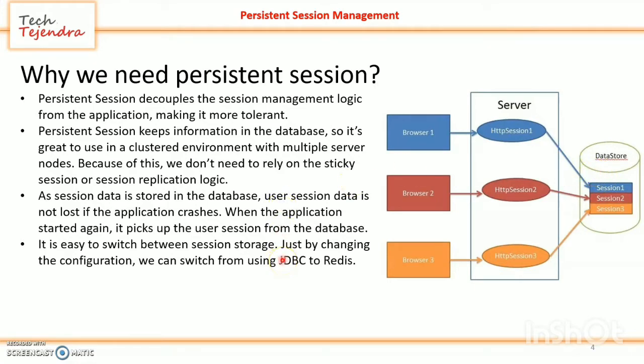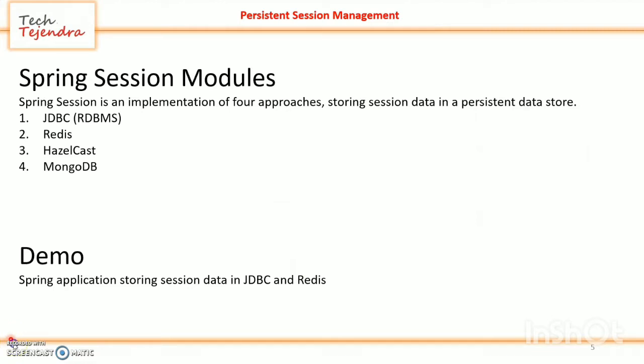Let's move ahead to the next slide. Spring Session module provides 4 ways to store session values into the data store. One is JDBC. The JDBC method means we can use any kind of RDBMS, either MySQL, Postgres, DB2, or Oracle, so we can store our session objects inside the RDBMS. Then Redis. Redis is a very famous in-memory database.